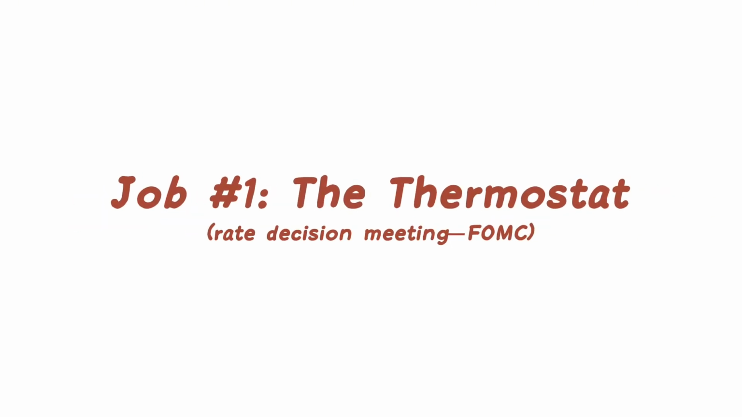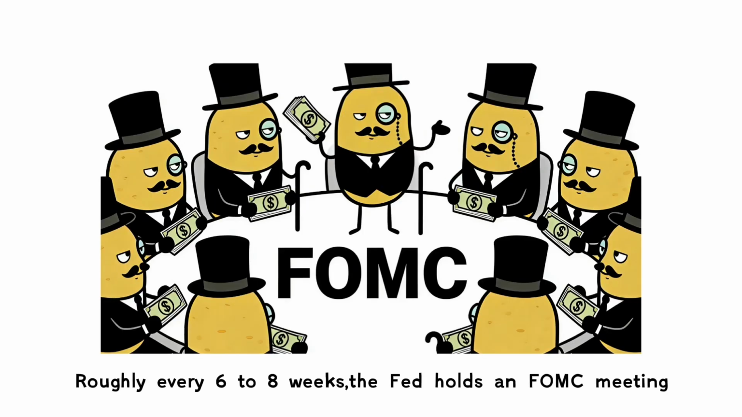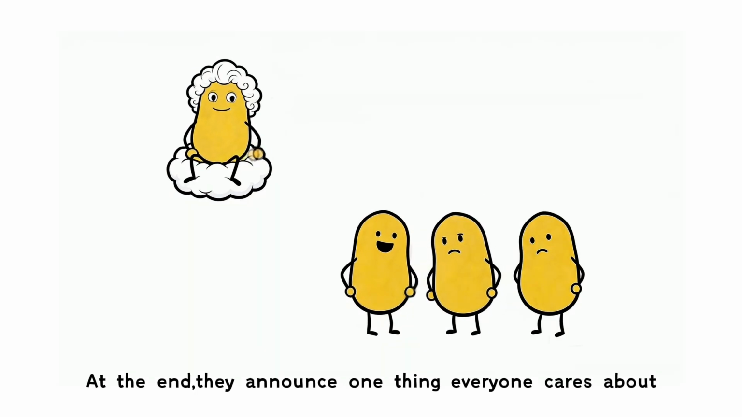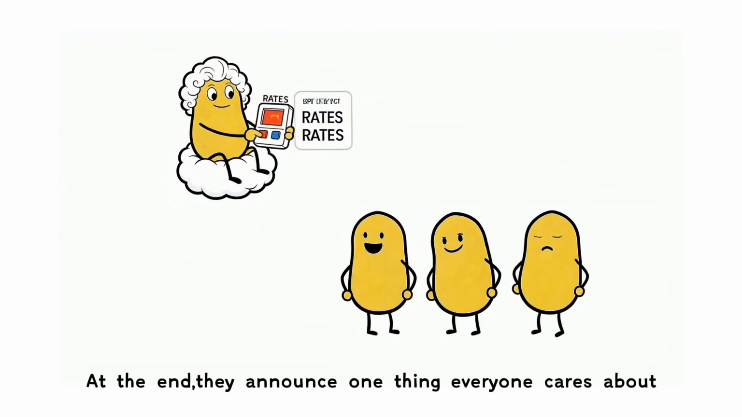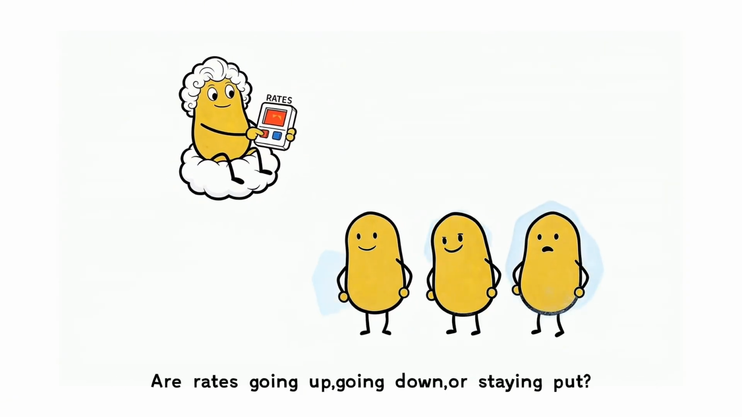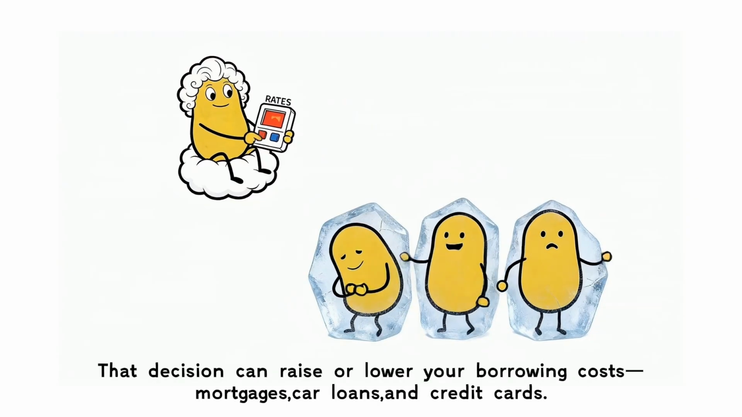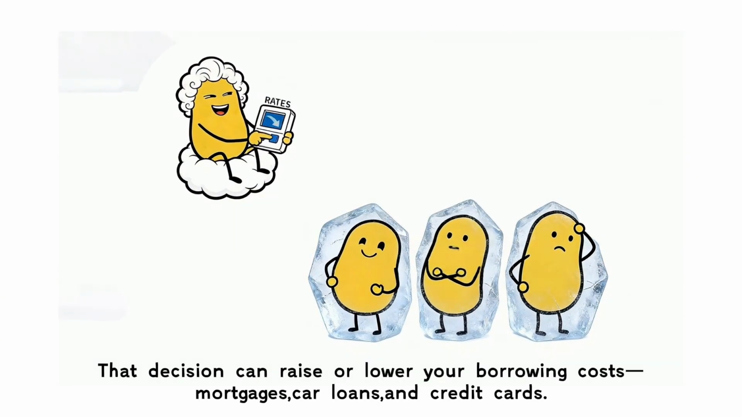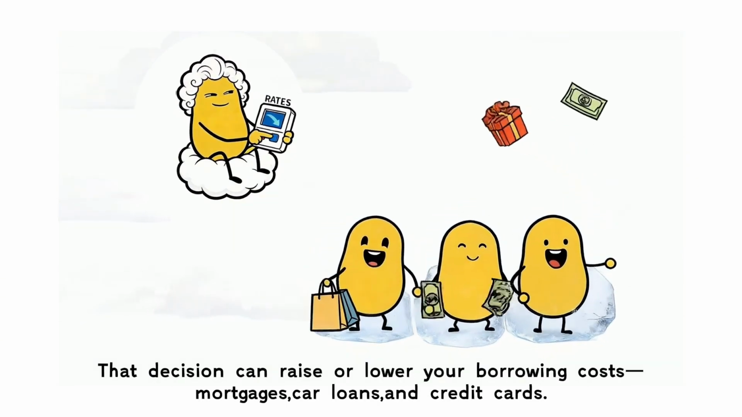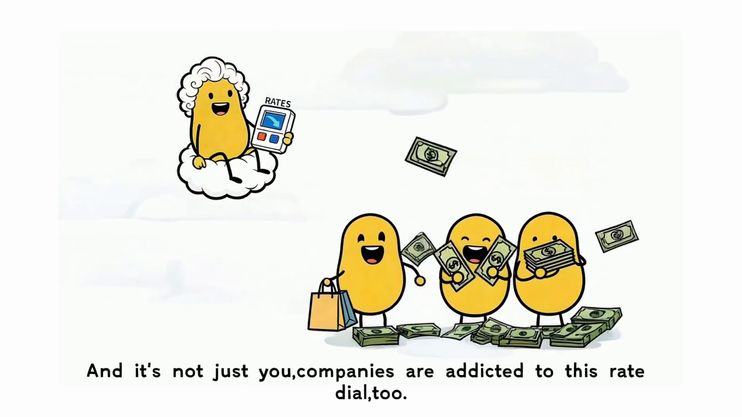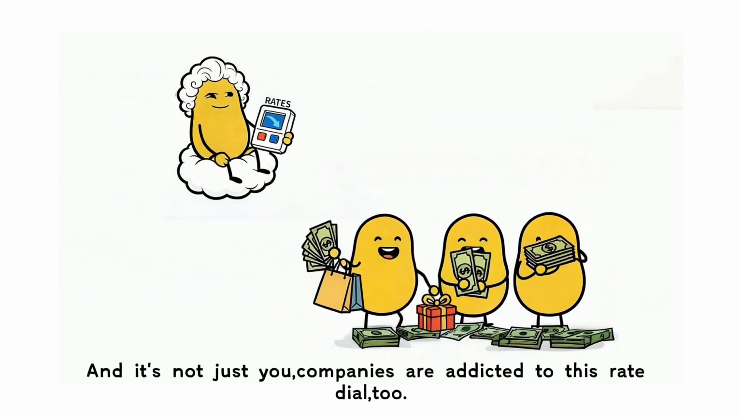Job number 1, the thermostat. Roughly every 6 to 8 weeks, the Fed holds an FOMC meeting. At the end, they announce one thing everyone cares about: are rates going up, going down, or staying put? That decision can raise or lower your borrowing costs: mortgages, car loans, and credit cards. And it's not just you, companies are addicted to this rate dial too.